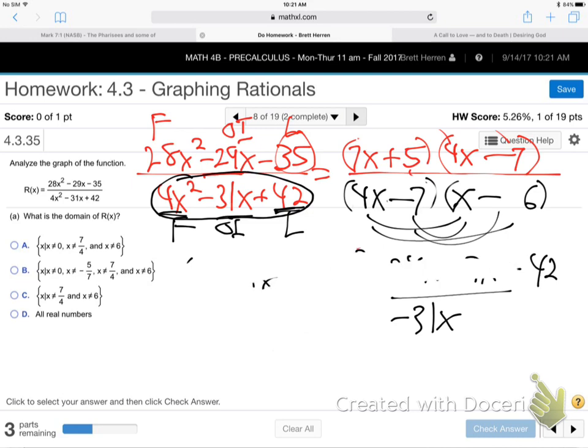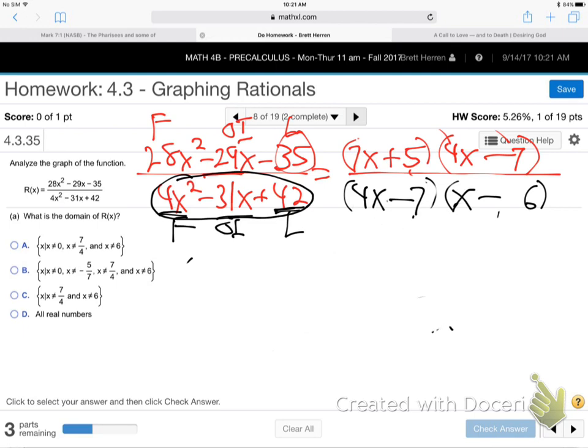Okay, so with all that said and done, notice what happens. This is the kind. That's why I spent time on this one. See what's happening? Cancel. So in the end, it's 7x plus 5 over x minus 6. You with me? After reduction?